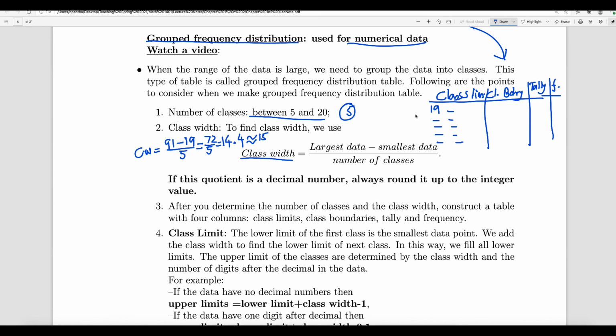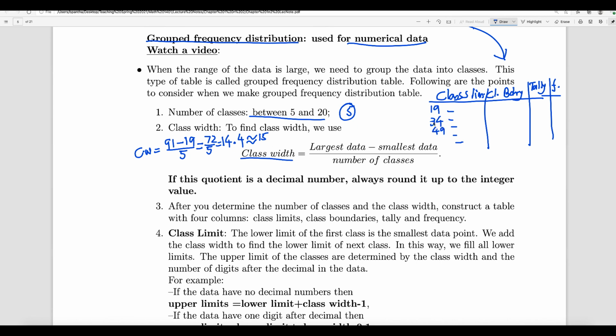But by the way, let me tell you how to find the lower limit of each class. The first class is 19, right? The lower limit, the first number of the first class. To find the lower limit of the second class, third class, fourth class, and fifth class, what we do is add the class width to that number. So 19 plus 15 is 34, right? Let me erase this dash first, and then write down 19 plus 15 is 34.